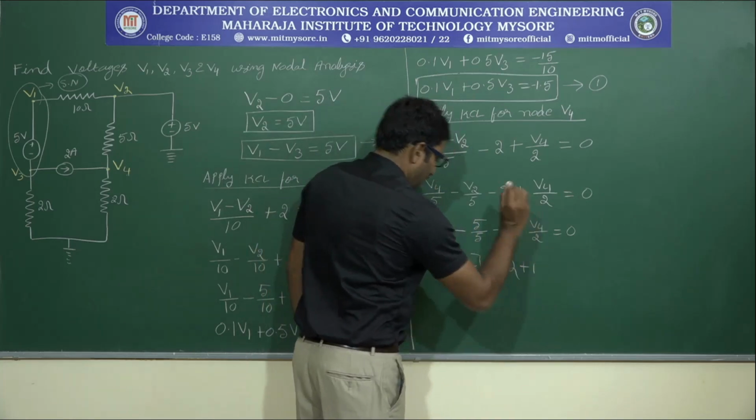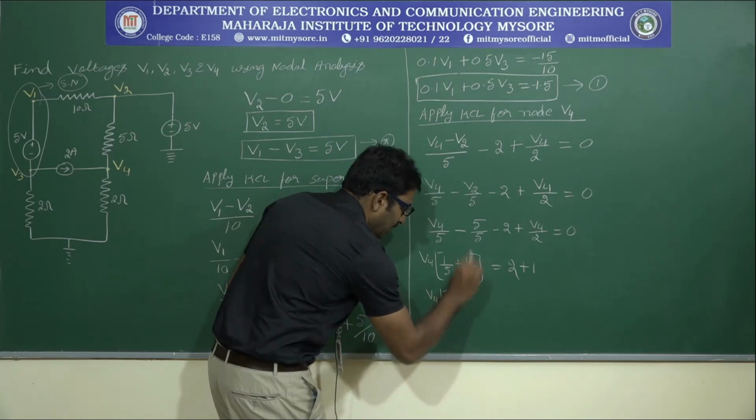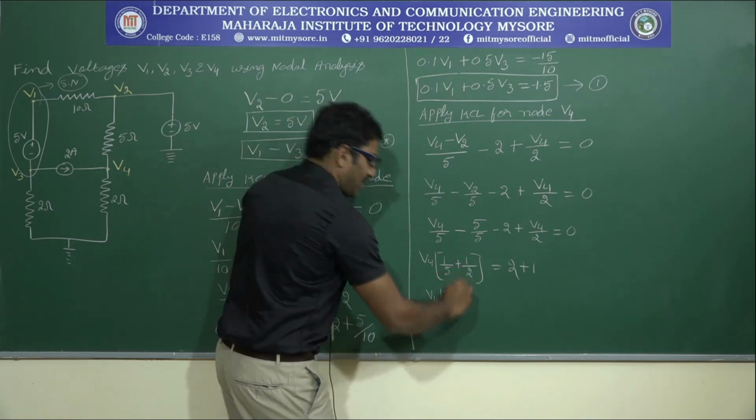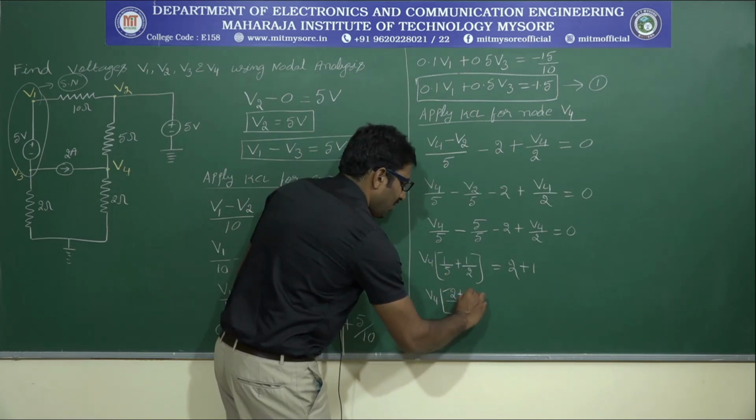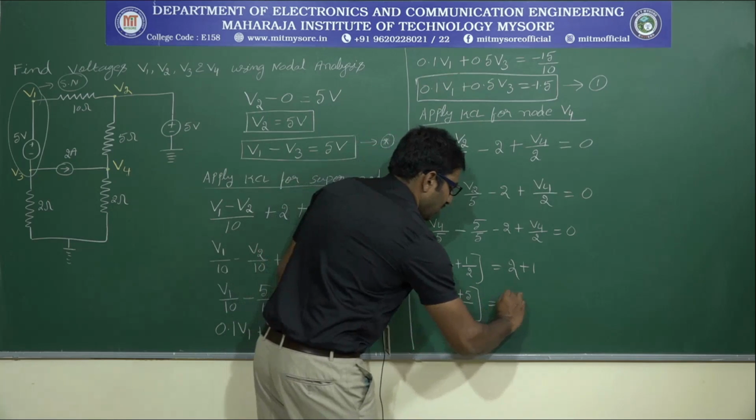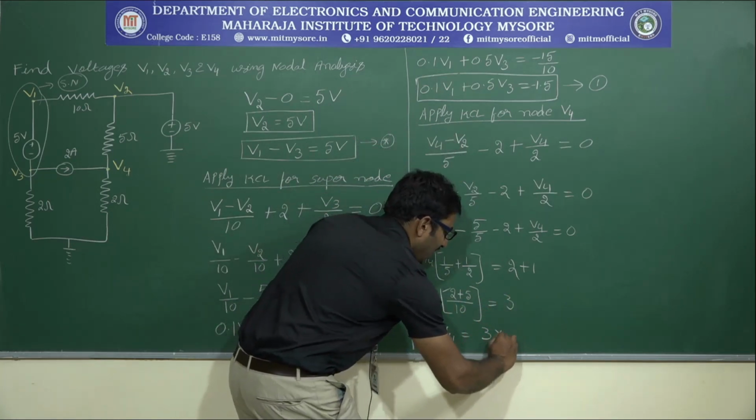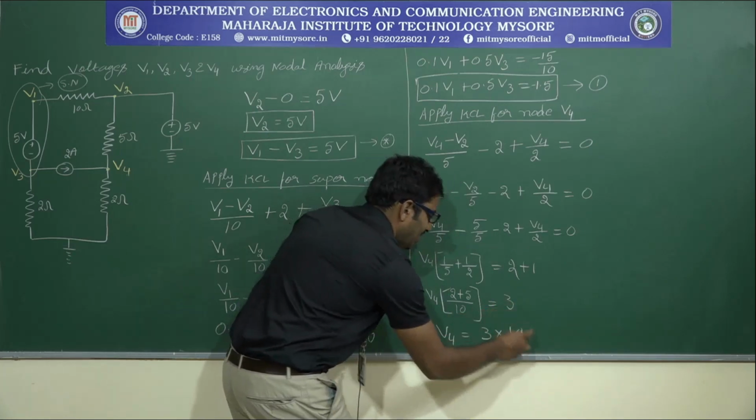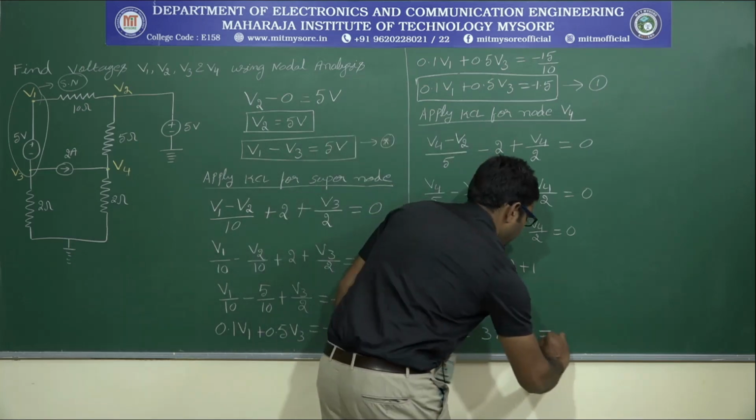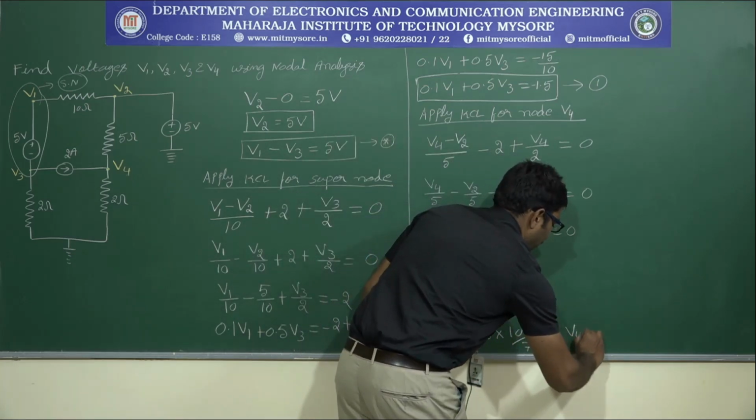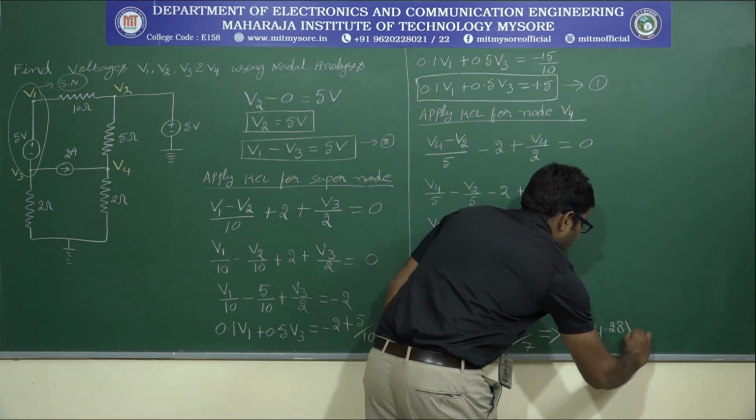So plus 1. So V4 into, what is the LCM? 10 is the LCM. So numerator 2 plus 5, that is equal to 7. Next, V4 is equal to 3 into 10 divided by 7. Okay, therefore V4 is equal to 4.28 volts.